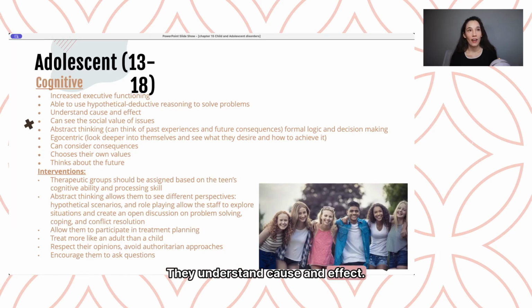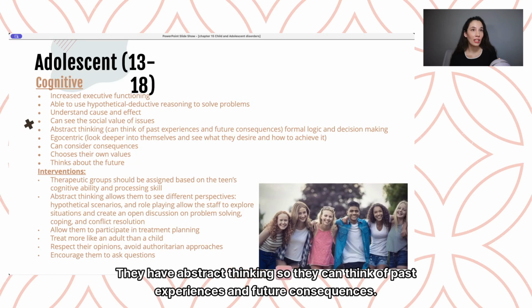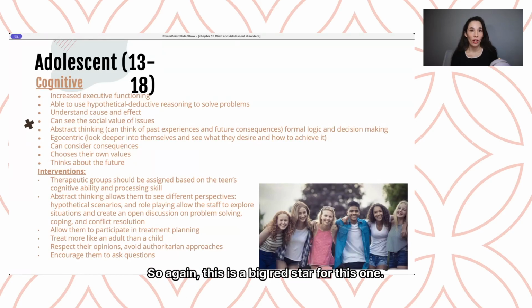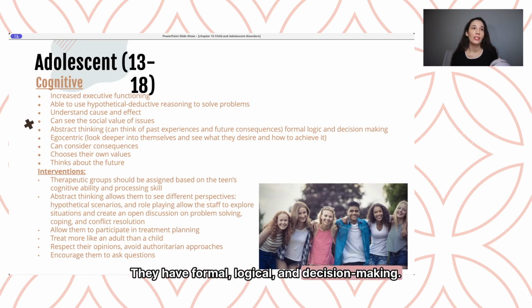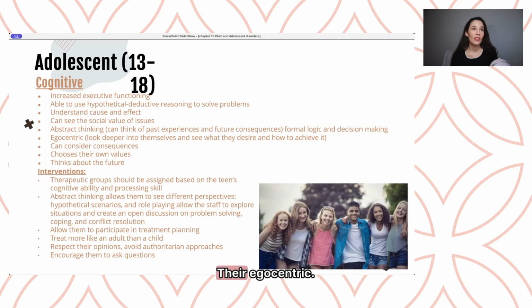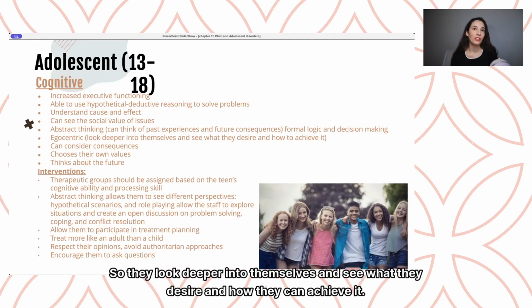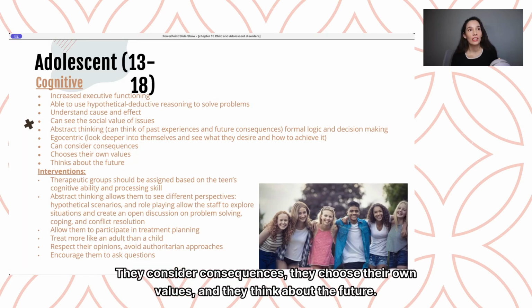They understand cause and effect. They see social values of issues. They have abstract thinking, so they can think of past experiences and future consequences. So again, this is a big red star for this one. Abstract thinking, you're going to see that in adolescence. They have formal, logical, and decision-making. They're egocentric, so they look deeper into themselves and see what they desire and how they can achieve it. They consider consequences, they choose their own values, and they think about the future.